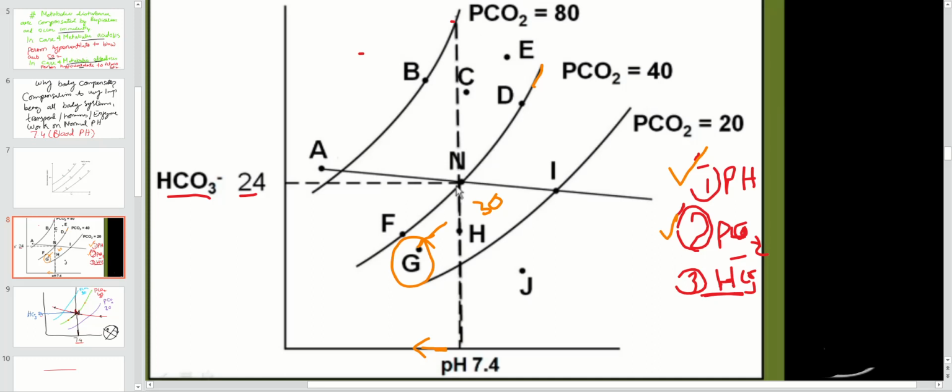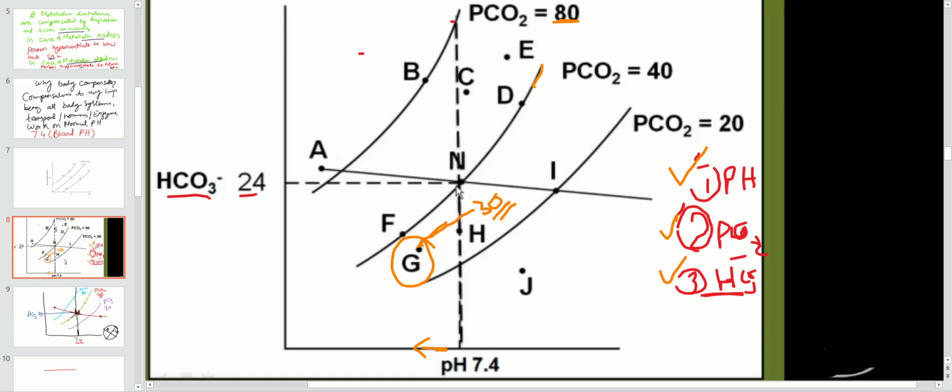You're right. For respiratory acidosis, this G point should be over here. Pressure of carbon dioxide should be up. As I told you, whenever you have increased carbon dioxide, you are dealing with a respiratory acidosis condition. Over here, the pressure of carbon dioxide is below 40, around 30 mm of Hg. So this is not respiratory acidosis.